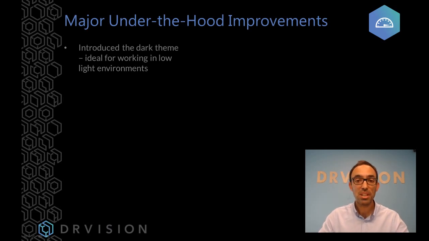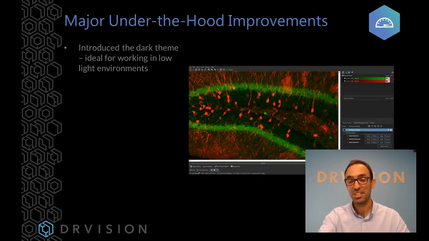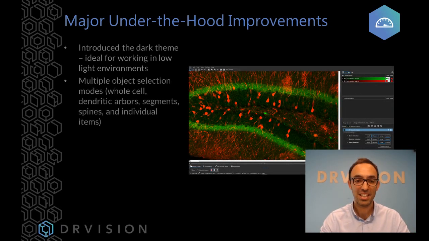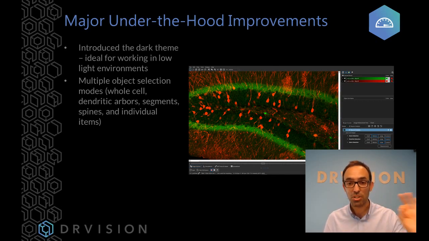So we've made some pretty large, impressive actually, improvements in Aivia that I will not demonstrate today. Well, the dark theme, you've seen it, that's done. But we've also added multiple object selection modes, which I used a little bit, but I didn't really highlight them. We can now select whole cells, dendritic arbor, segments, spines, and individual items. And it gives you really a lot of flexibility when you're trying to interact with a particular type of object.